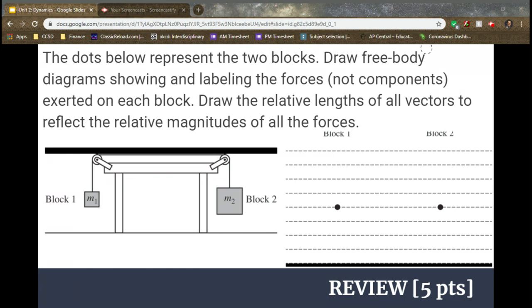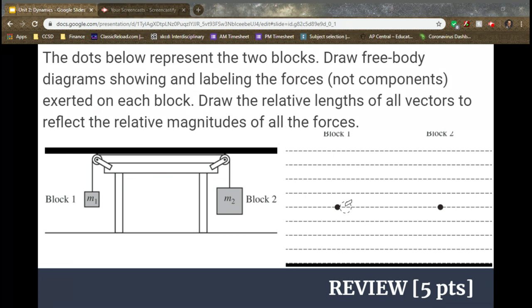Don't do the component parts. There are no component parts. Hint, hint, wink, wink. Draw and label the forces that are exerted on the blocks. Draw the relative lengths of all vectors to reflect the relative magnitude of all the forces, okay? Let's look at some keywords here. Draw the relative lengths, so that they reflect the relative magnitudes.